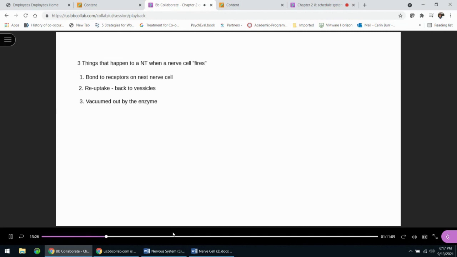[Next,] neurotransmitters [that] interfere with when a nerve cell fires.